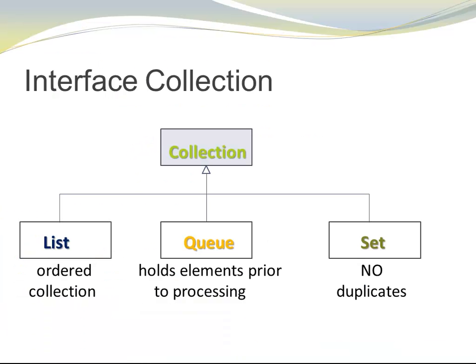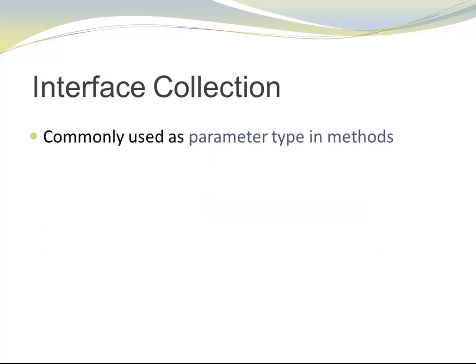Now that we had a look at interface Collection, let's see where it is commonly used. Interface Collection is commonly used as a parameter type in methods. By specifying a parameter of type Collection, I open a possibility to pass in any kind of collection, a list or a set or a queue, etc.